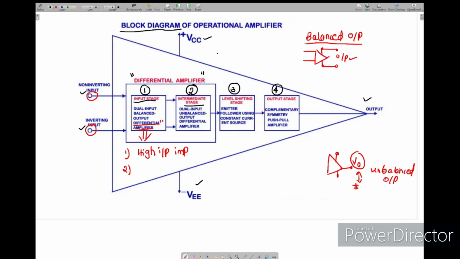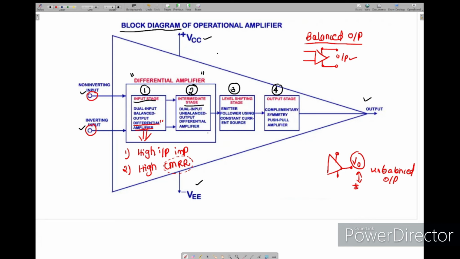This stage is very important for providing high input impedance as well as high CMRR, common mode rejection ratio. I will discuss this later, why high CMRR is required for the operational amplifier. So the first stage is mainly responsible for providing the high input impedance of the operational amplifier as well as high CMRR.